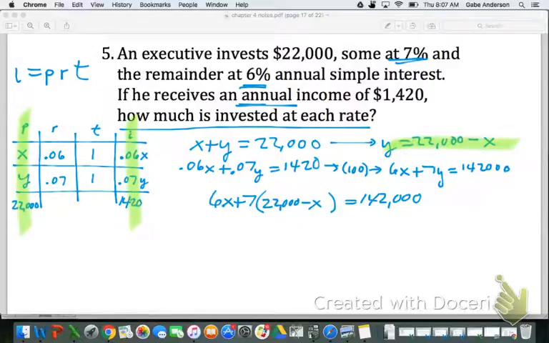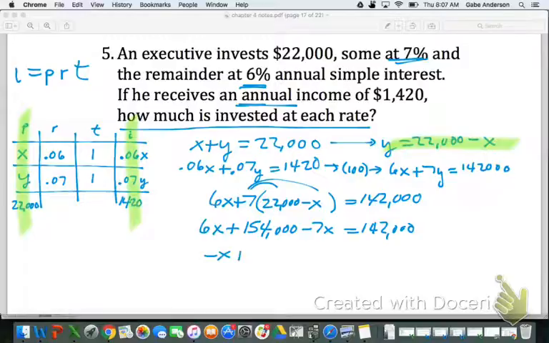What property gets used a lot with substitution? Distributive, right? So I'm going to distribute the 7. So it ends up being 6x, 7 times 22,000, is that 154,000? Okay, so 154,000, don't forget it's minus 7x, equals 142,000. So at this point, I think we can write negative x plus 154,000 when we add our like terms.